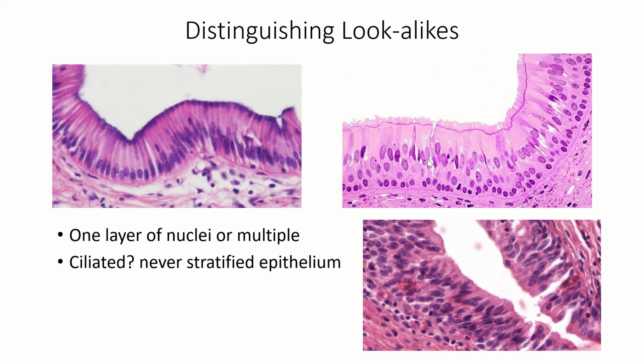But remember, if it's ciliated, it's not stratified. So this is pseudo-stratified ciliated columnar epithelium. This one is actually stratified columnar epithelium. So you can see down here the type of cells change. This is a row of columnar cells. This is another row of columnar cells. Now, you may be thinking that's pretty subtle, and I don't know that I would have noticed that.